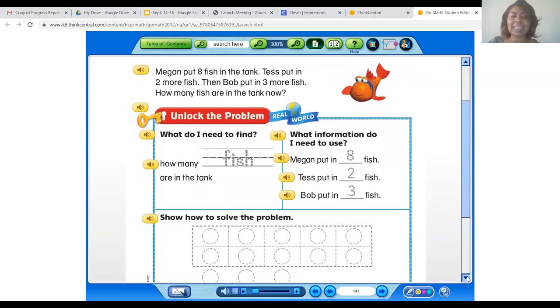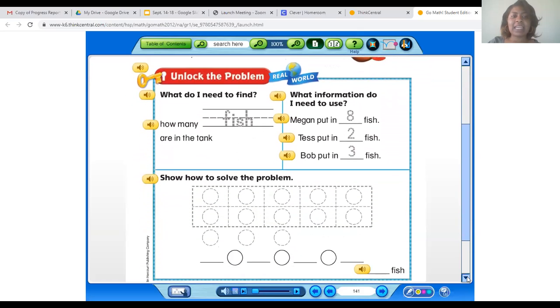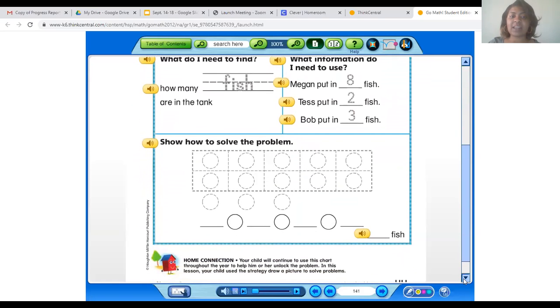What do I need to find? I need to find how many fish are in the tank. What information do I need to use? Megan put in 8 fish. Tess put in 2 fish. Bob put in 3 fish. So we're going to show how we can solve this word problem.